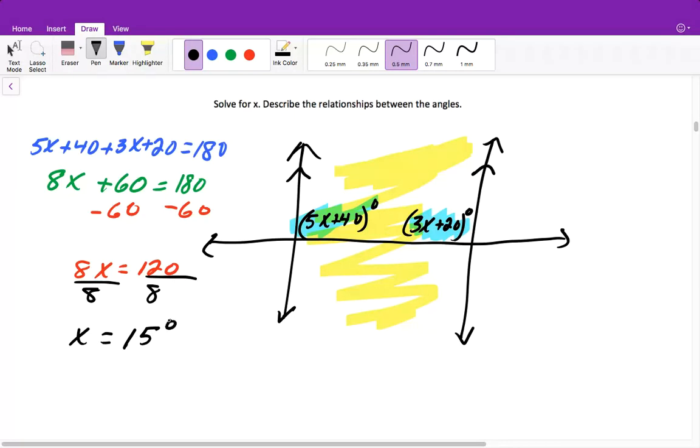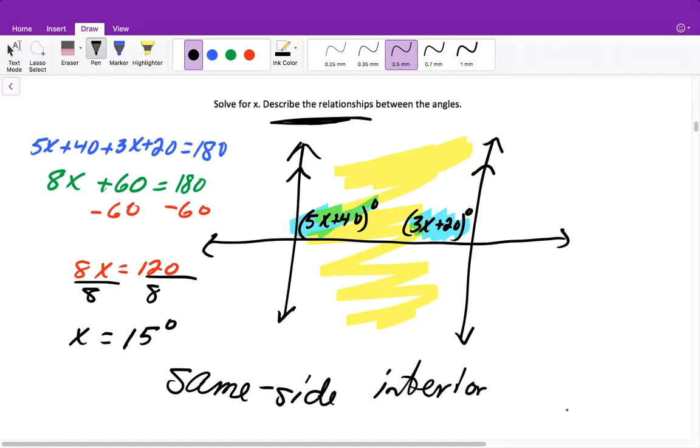Oh, shoot. It says describe the relationship. The last problem, I didn't write it down, but I said that they're vertical angles. Make sure in your test that you're writing same side interior angles. All right. So if you do not write and describe the relationship between the angles in words, now I said it out loud to you, so you're hearing it, but make sure in the test that you write it down.